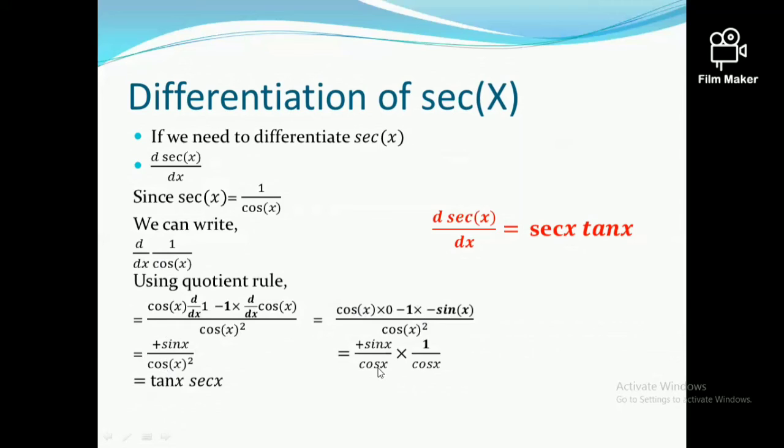To obtain the final answer, I will just split this cos squared x into cos x into cos x. Therefore, I can write sin x over cos x, into 1 over cos x. You can see sin x into 1 is sin x, cos x into cos x is cos squared x, the same expression which I already obtained here. Then sin x over cos x is tan x, into 1 over cos x is sec x. Therefore, if you differentiate sec x, the answer turns into sec x tan x. Hope you have understood the context.